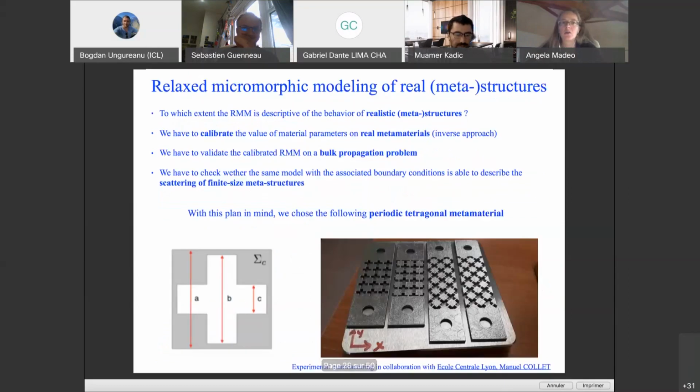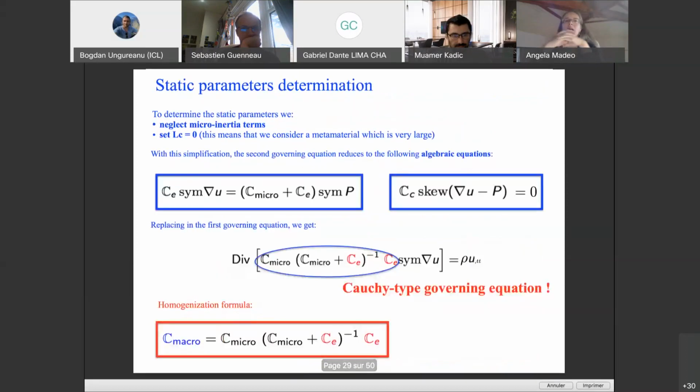Okay. So we have a little bit of time, so I will try to sketch the basic features of the calibration procedure. We have our model, as I showed you in the energies, with all these tensors which contain parameters inside. How can we calibrate such parameters? What we did is to separate the static and the dynamic problem. So we start by determining the static parameters.